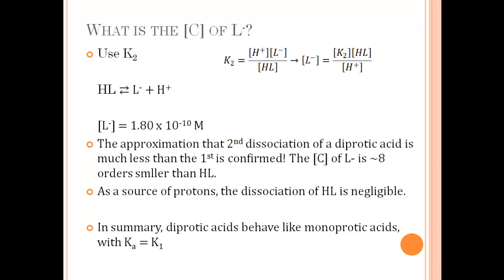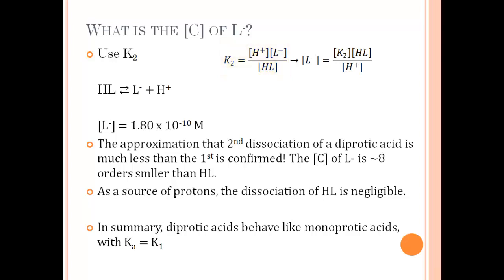Remember, it went from H2O plus in equilibrium to HL plus H plus. Then we would take that HL and dissociate that. That's the second dissociation constant, which is shown right here. And what if I wanted to find the concentration of L-? All I would do is use my K2. I know that the equilibrium expression is going to be H plus times L- divided by HL.